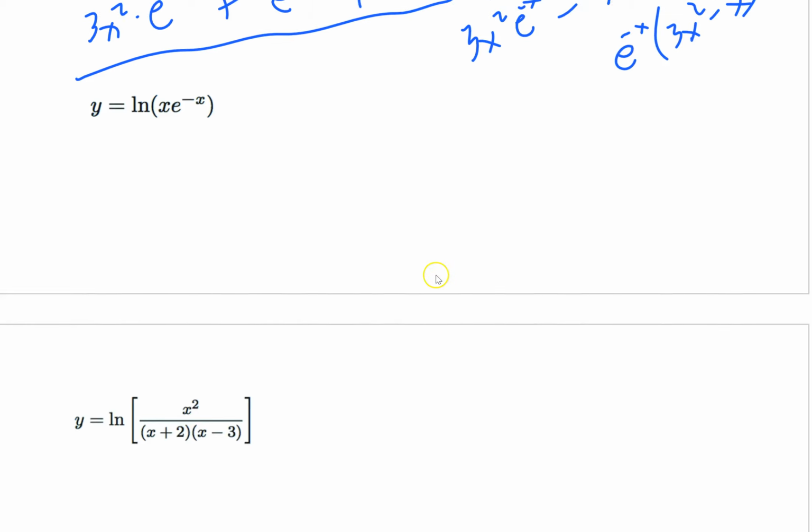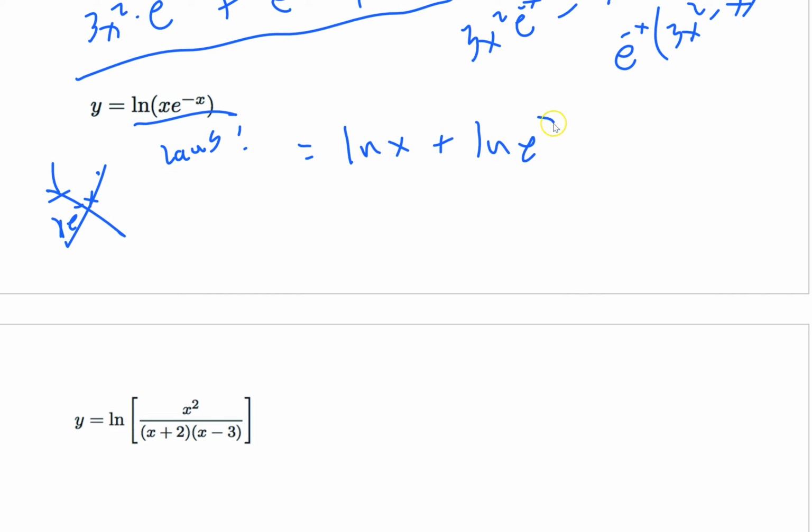So let's look at this one. Now, again, we could do this as 1 over the inside times the derivative of the inside, which is pretty much another product rule like we did earlier. Or we use log laws. They're multiplying, so that's addition. So you have natural log of x plus natural log of e to the negative x. And it gets even better. Natural log of e cancels out. This is just natural log of x minus x.